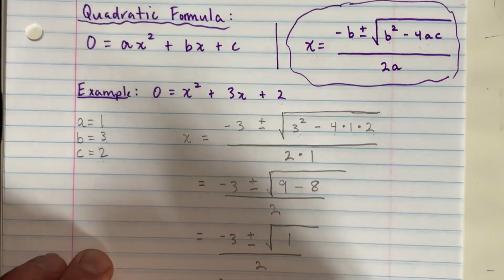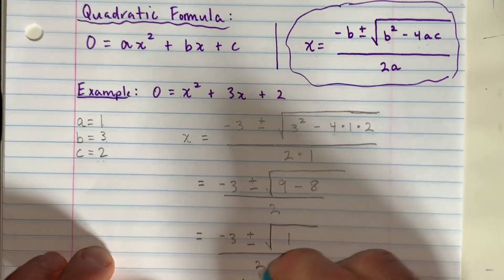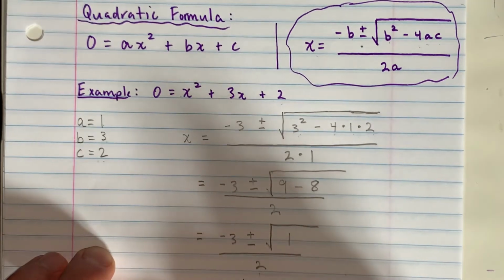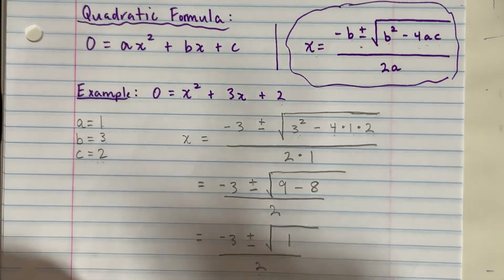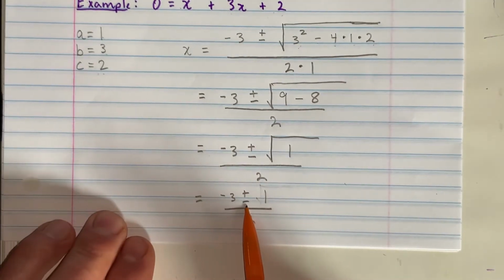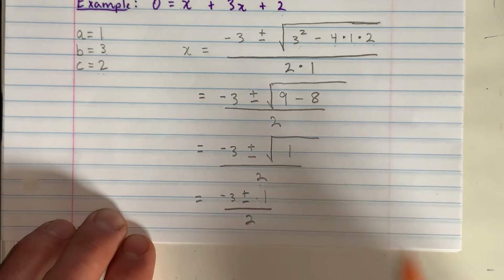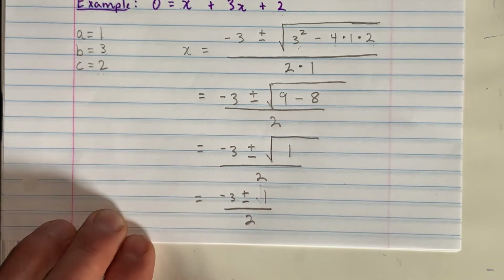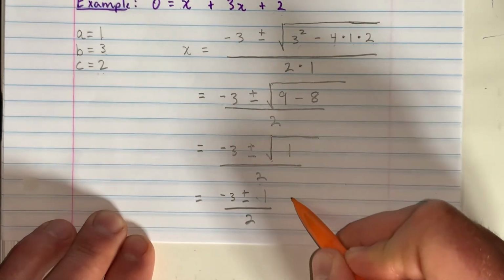So really this is just negative 3 plus or minus 1 divided by 2. Now, as I've been going through this one, you might have wondered why I keep writing plus minus. Remember, quadratic functions can sometimes have 2 solutions. They can hit the x-axis at 2 places. And so when they developed this formula, that's why they did the plus minus, because sometimes there's going to be 2 solutions.